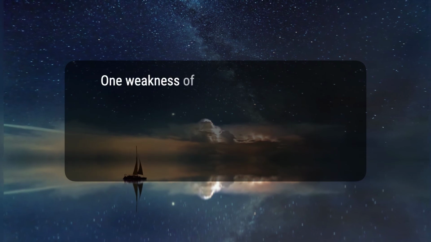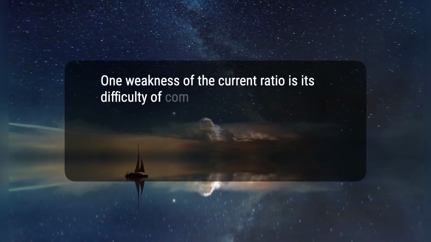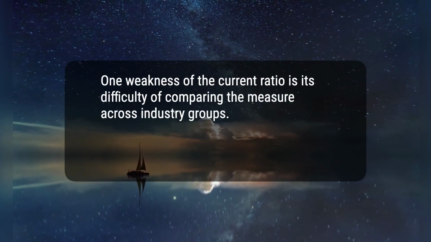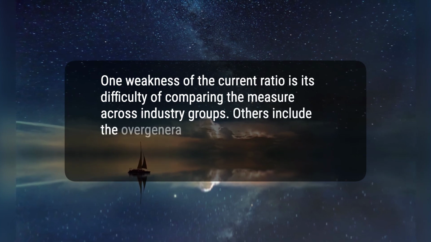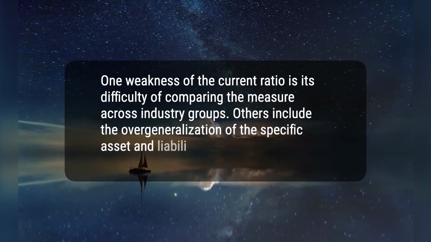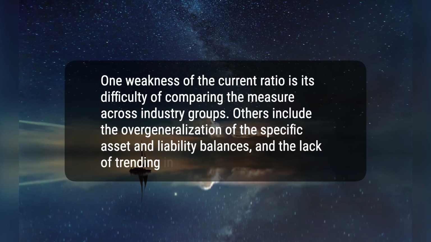3. One weakness of the current ratio is its difficulty of comparing the measure across industry groups. Others include the overgeneralization of the specific asset and liability balances, and the lack of trending information.